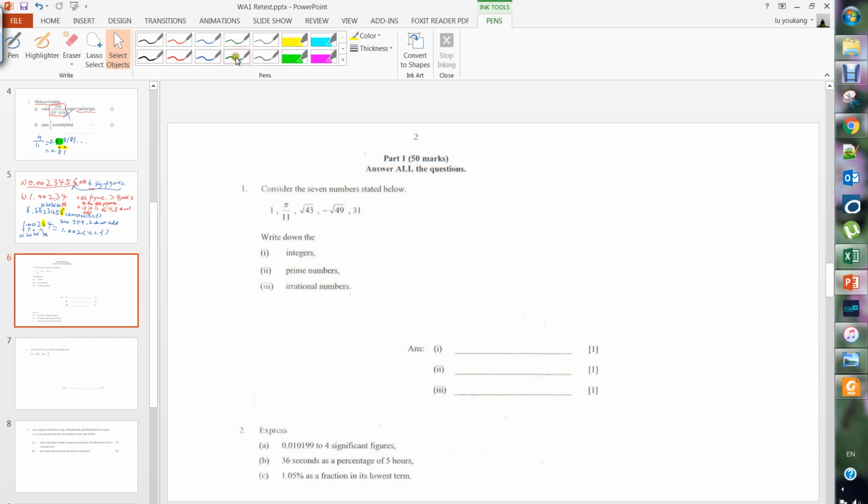Over here it says write down the integers. By the way, over here you cannot see clearly. You have a 1, and then you have pi over 11, and you have square root 43, and then you have this, and then you have 31.